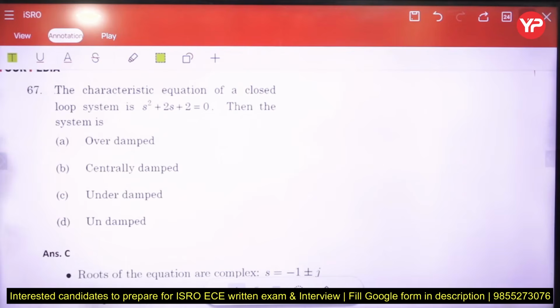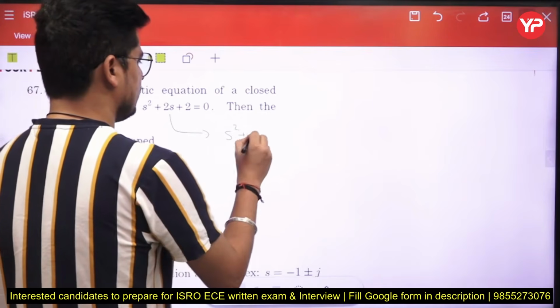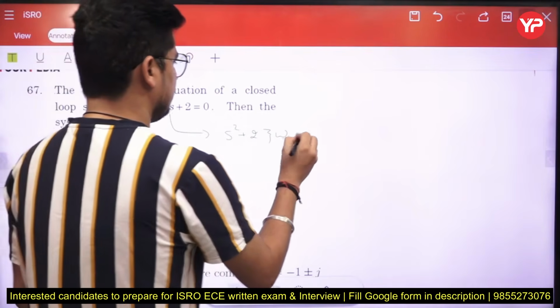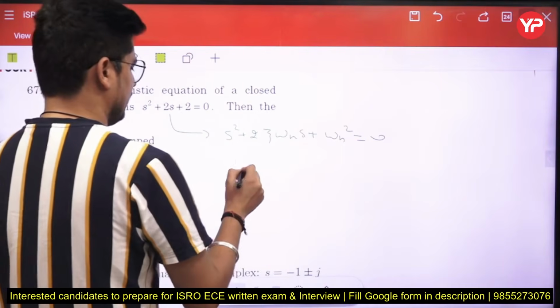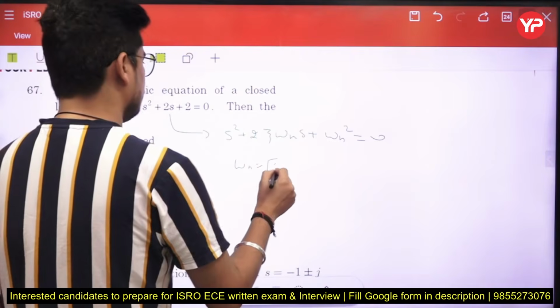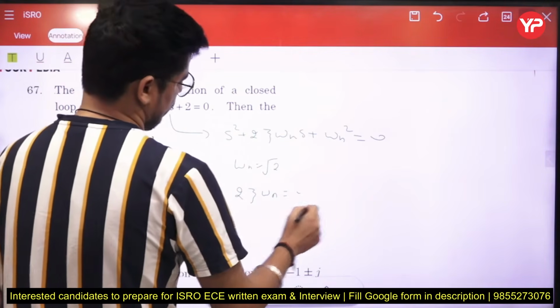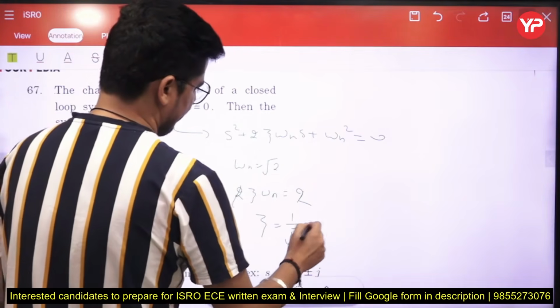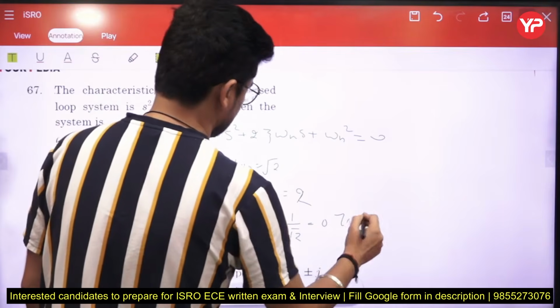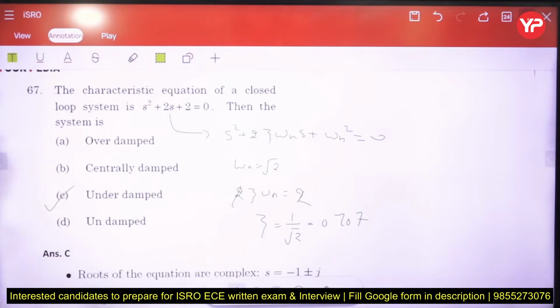The characteristic equation of a closed loop system is given. So compare this with s squared plus twice zeta omega n s plus omega n squared equals 0. So omega n is going to be under root 2, and twice zeta omega n is equal to 2. So zeta is going to be 1 by root 2. That value is 0.707, which is less than 1. So we can say this is an underdamped system.